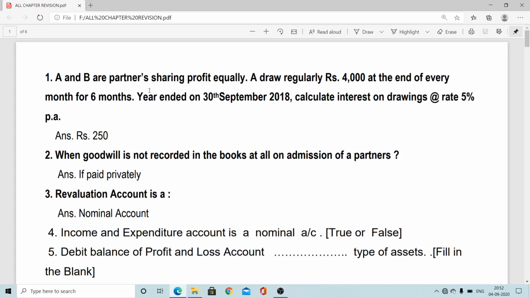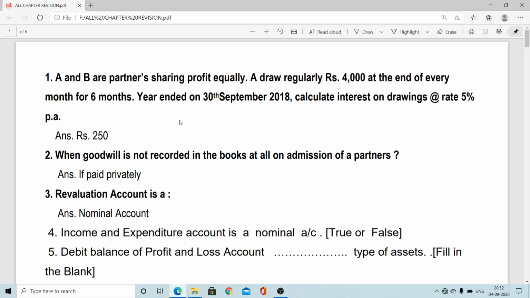A and B are partners, sharing profit equally. A draws regularly rupees 4,000 at the end of every month for 6 months, ending on 30th September 2018. Calculate interest on drawings at the rate of 5% per annum. The answer is not provided directly, but there will be 4 options, A, B, C, D. So any one option you have to choose. But here you have to just calculate.